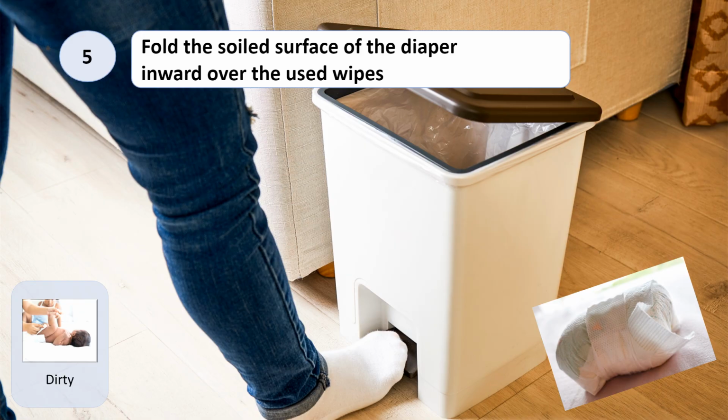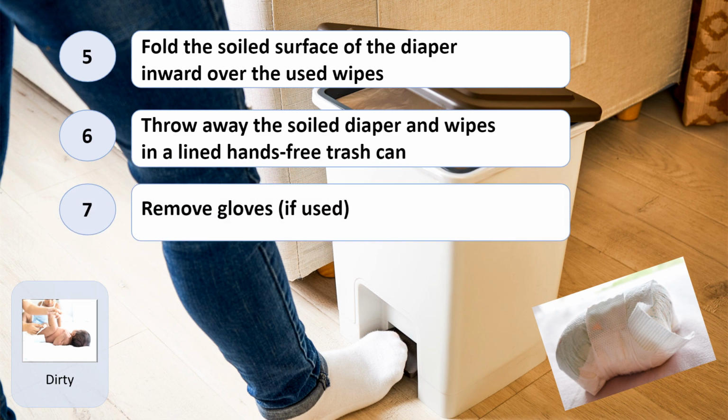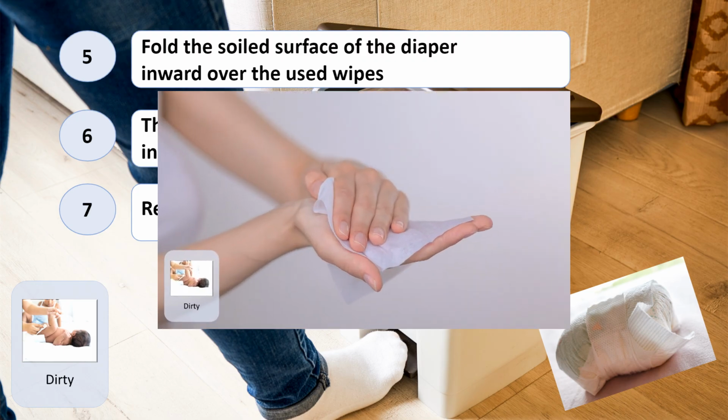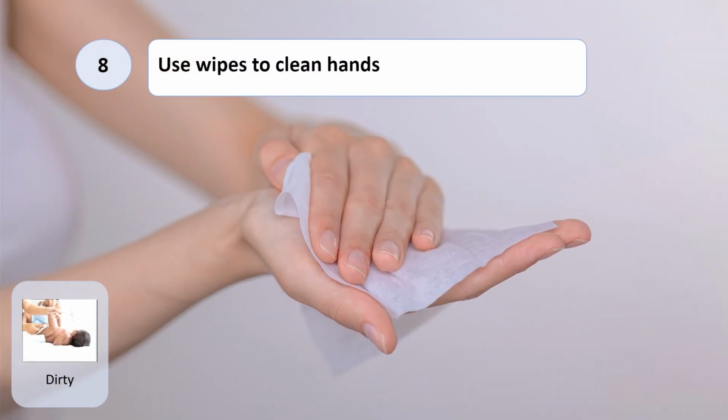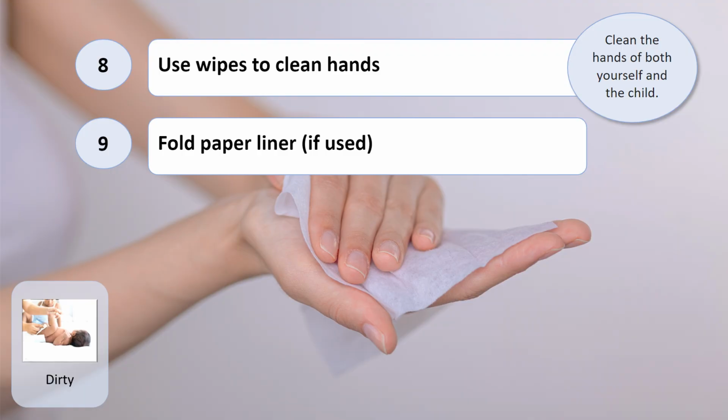Fold the soiled surface of the diaper inward over the used wipes and place the bundle in a lined, hands-free trash can. If cloth diapers are used, place the cloth diaper in a plastic bag. If gloves were used, discard them at this time into the same trash can. Use a wipe to remove soil from your hands and throw it in the trash can. Use another wipe to remove soil from the child's hands and throw it in the trash can. Cleaning the hands of both yourself and the child reduces the risk of spreading contagions to the clean diaper or the child's clothing.